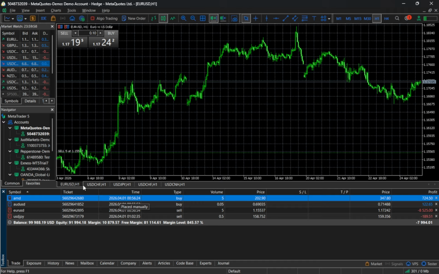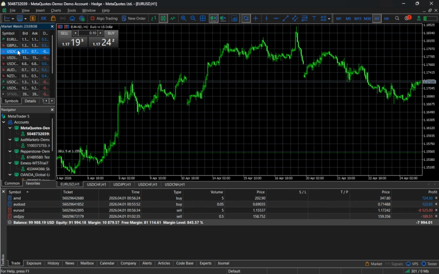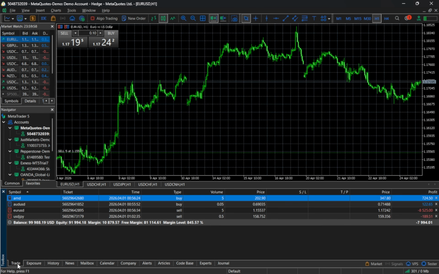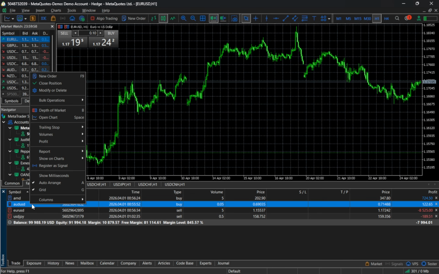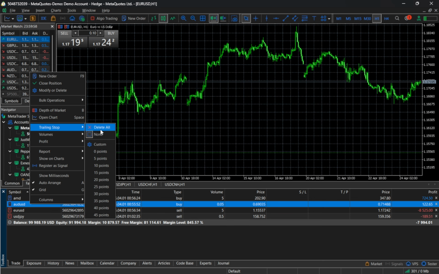To use it, start with an open trade. This can be a buy or a sell position, and it works best when the market is moving in your favor or you already have some unrealized profit. With your position open, look to the bottom of MT5 and open the toolbox. Switch to the Trade tab and find the position you want to manage. Right-click that open position and choose Trailing Stop. You'll see preset distances like 10, 20, or 30 points, plus a custom option.